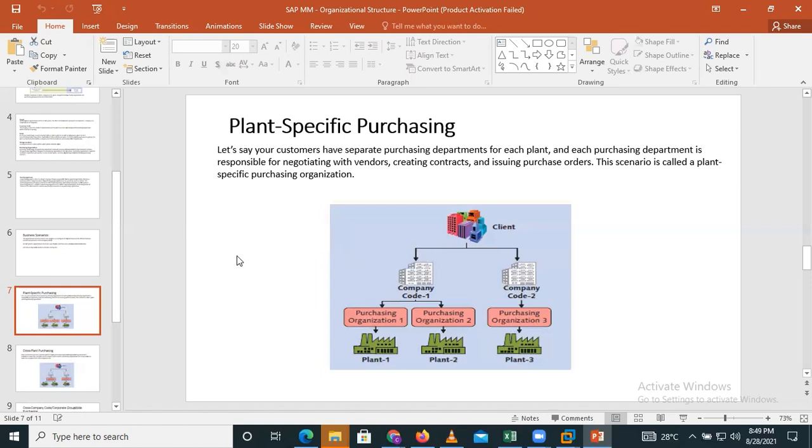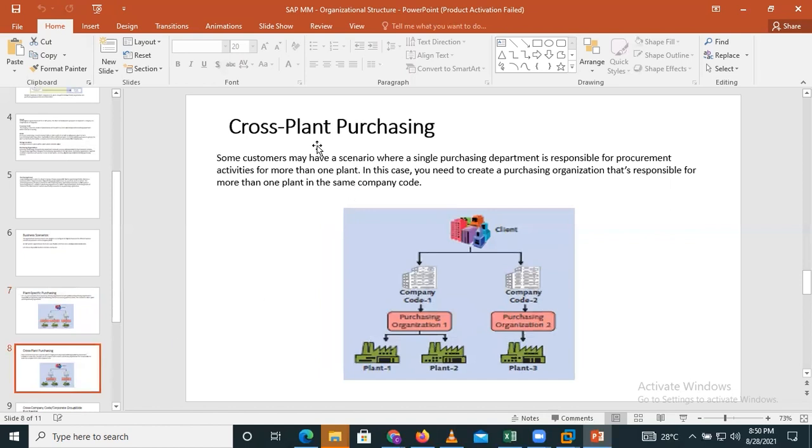What is meant by plant specific purchasing? It is possible that your company wants a separate purchasing department for each plant. So this way we need to map it. Each plant will have its own purchasing organization, purchasing department. It does not mean that under company code we have purchasing organization and under purchasing organization we have plant. No, under company code we have plant only, and for this plant this purchasing organization is responsible for purchasing activities. For that plant, that purchasing organization is responsible. Got it? That is plant specific purchasing.